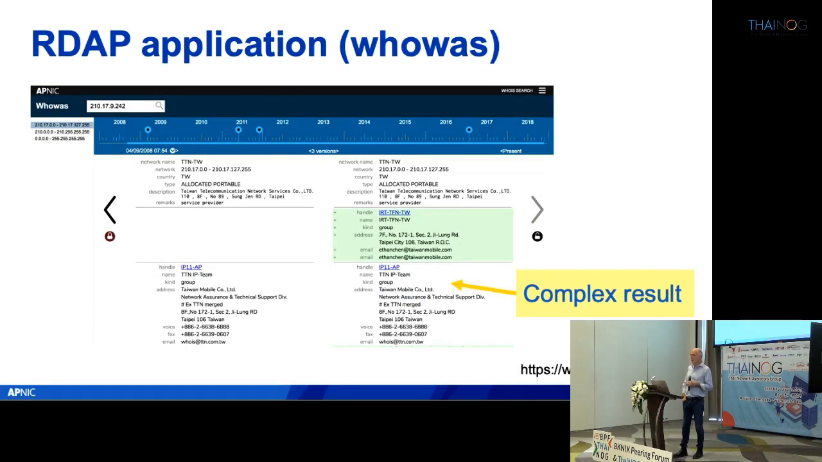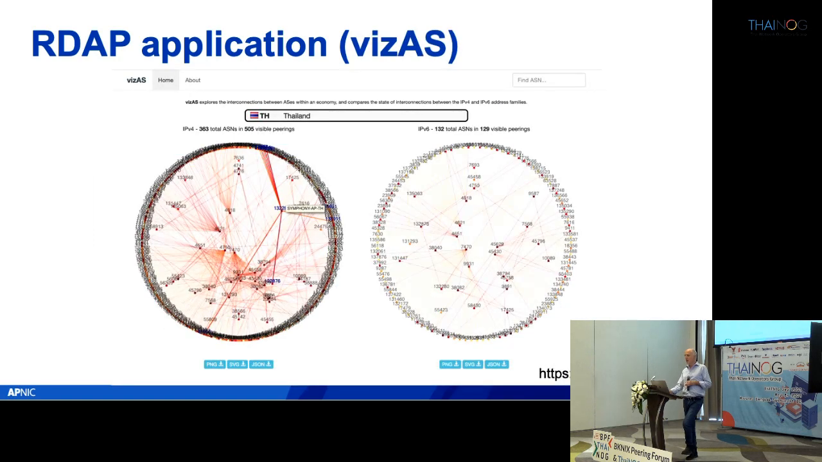But where it becomes more useful is that you can build applications out of it. So APNIC built something called Whowas, which is a Whois server that actually gives you the history of Whois, the state of Whois objects over a period of time. And we use RDAP for that. So that's an application that actually uses RDAP for what it's good for, which is a programmable service.